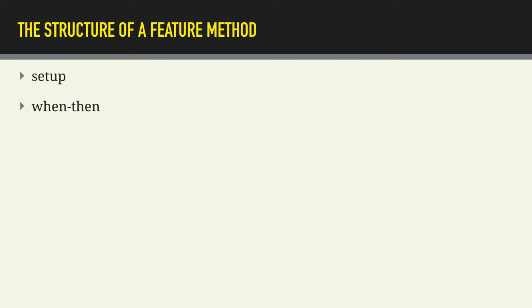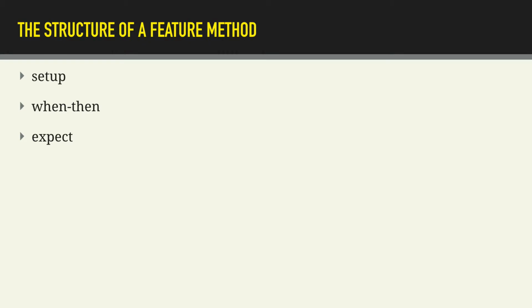3. The expect block describes the stimulus and the expected response in a single expression. A feature method can have only one expect block, and it is possible to add both when and then and expect blocks to the same feature method. However, this is not very practical.